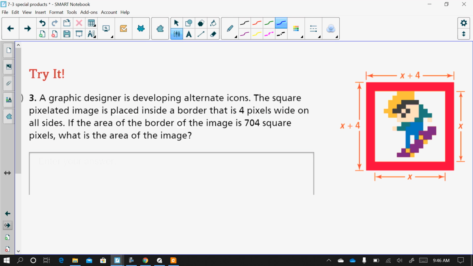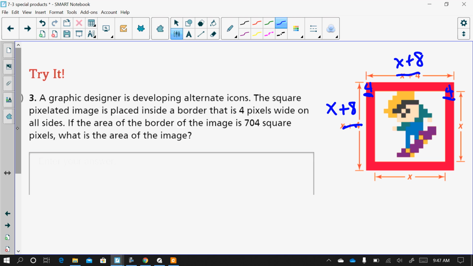Let's do one more. A graphic designer is developing alternate icons. The square pixelated image is placed inside a border that is 4 pixels wide on all sides. If the area of the border of the image is 704 square pixels, what is the area of the image? Okay, that actually should be x plus 8. The border here is 4 and the border here is 4. So they have this picture labeled wrong, because this part is x, and then we have 4 and 4, so this really should be x plus 8. And that's what this side should be too.